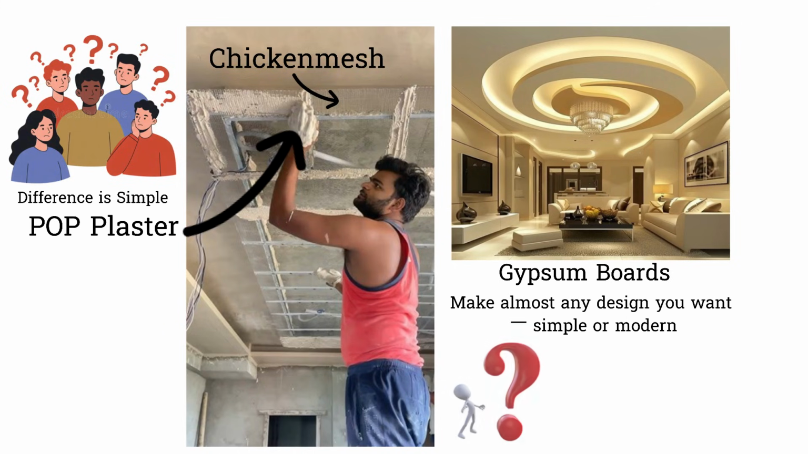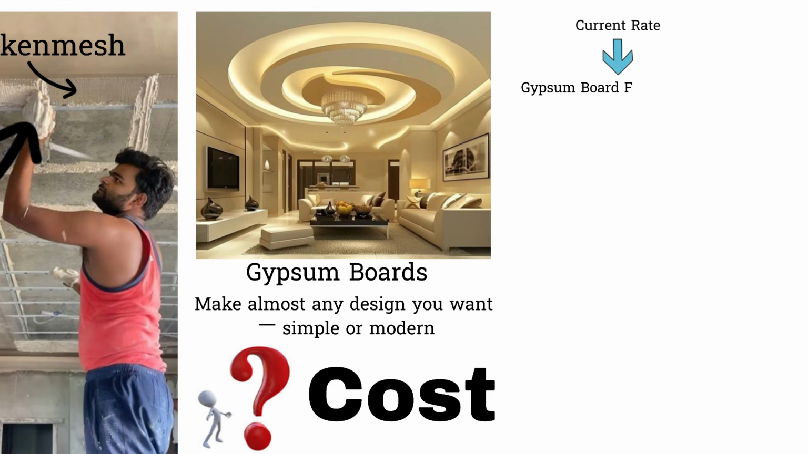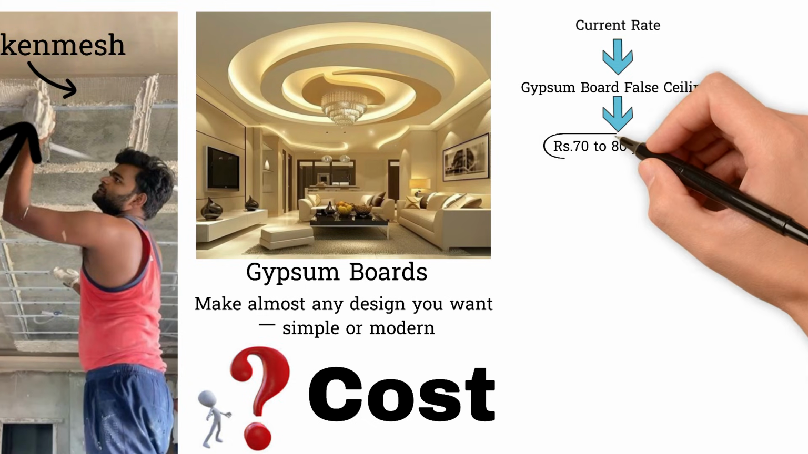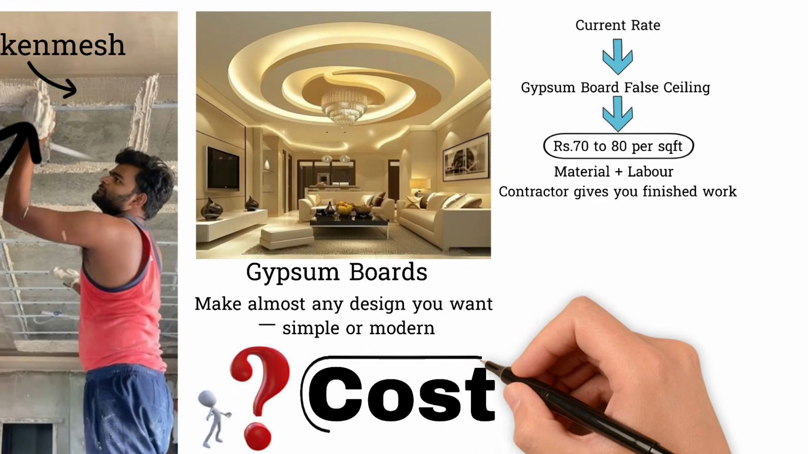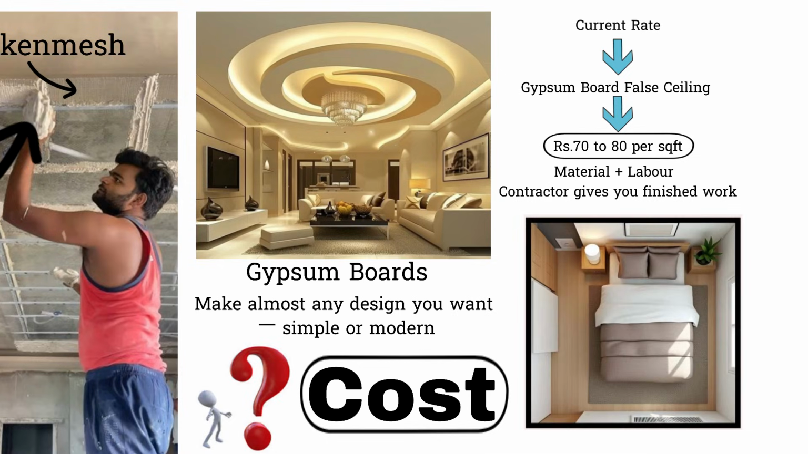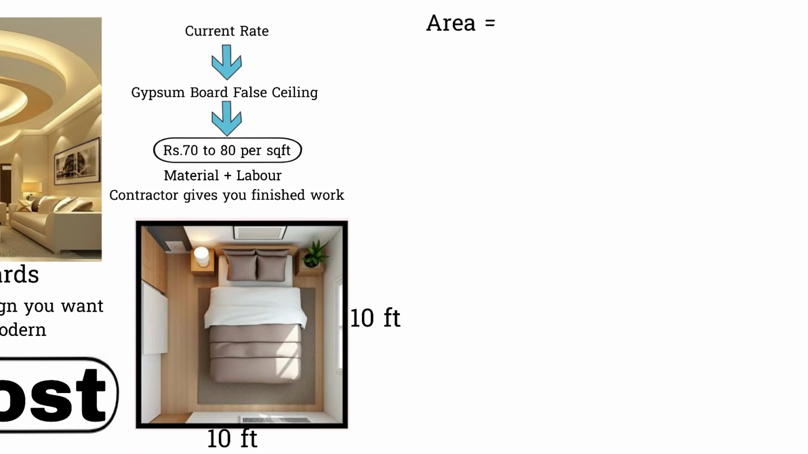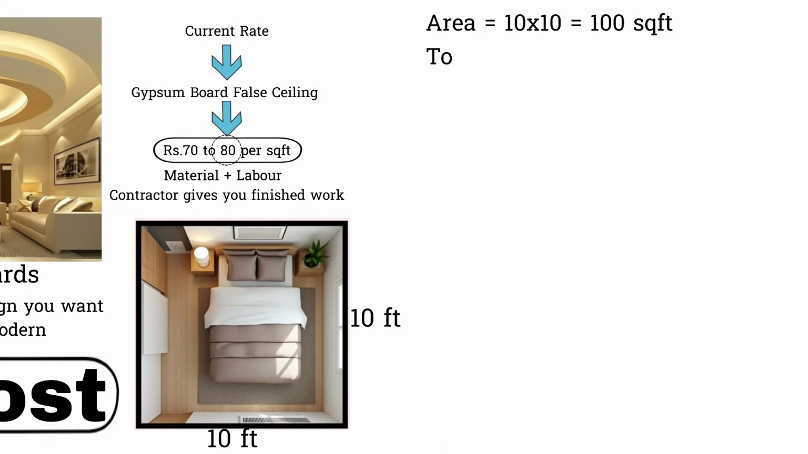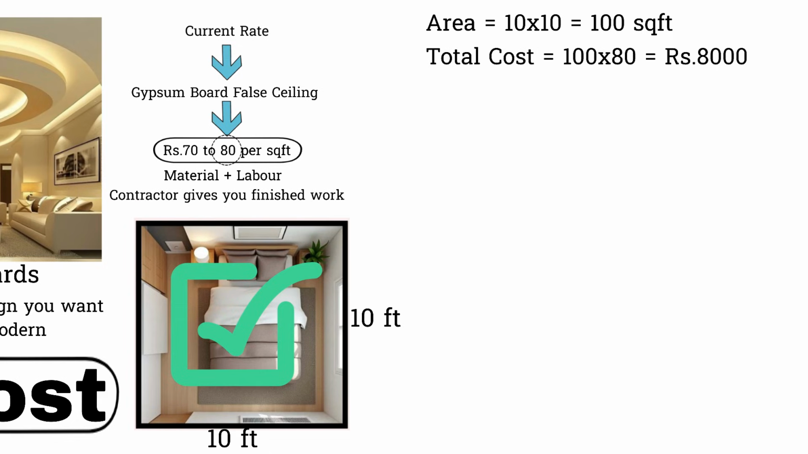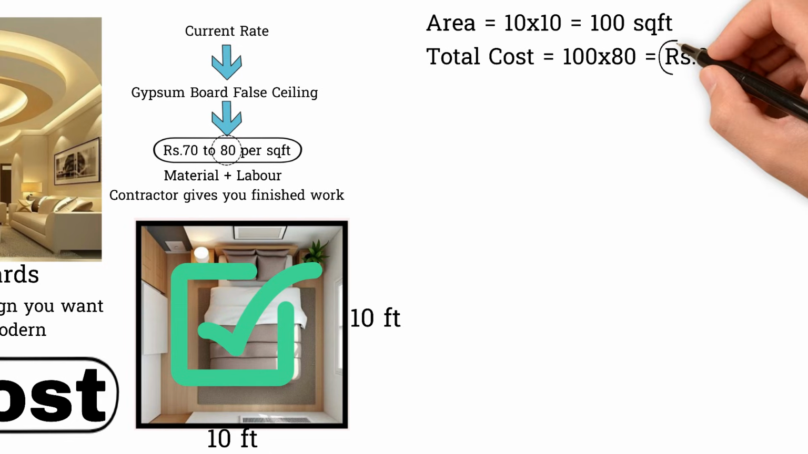But the main question is cost. The current rate for gypsum board false ceiling is around 70 to 80 rupees per square feet. This price usually includes both material and labor, and the contractor gives you finished work. Now let us understand the cost with a simple example. Suppose your room size is 10 feet by 10 feet, which means the area is 100 square feet. If we take 80 rupees per square feet, then the total cost for gypsum false ceiling becomes 100 into 80 is equal to 8000 rupees. So for one 10 feet by 10 feet room, the basic gypsum false ceiling work will cost around 8000 rupees.